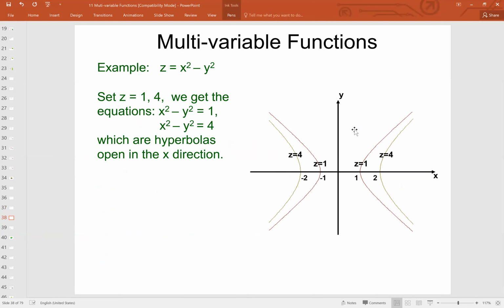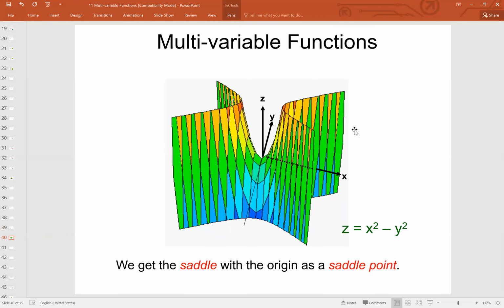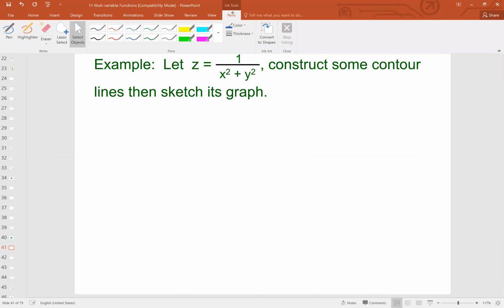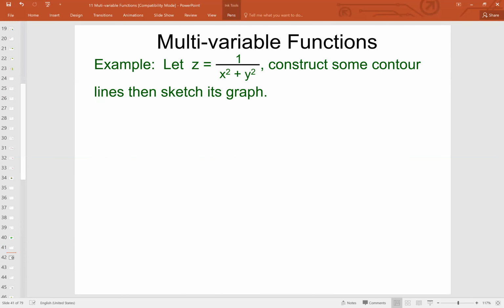So I'm going to go through it. The saddles. And how about these fractions? This one, if I set z to be a constant, first of all, z has to be positive, right? Because the right hand side is always positive.